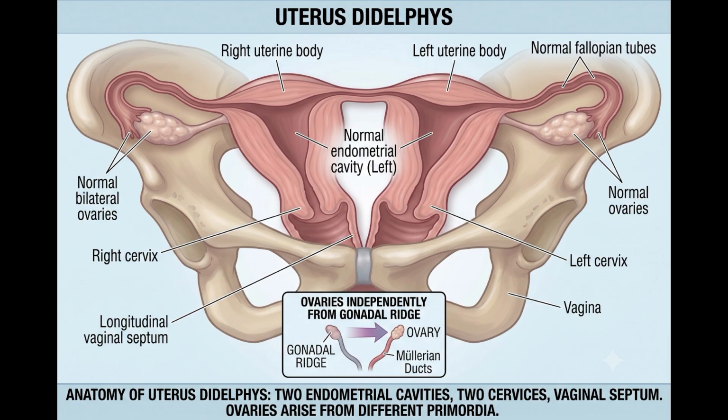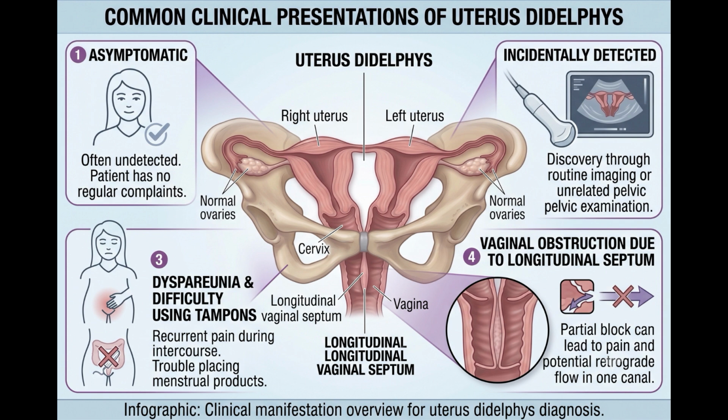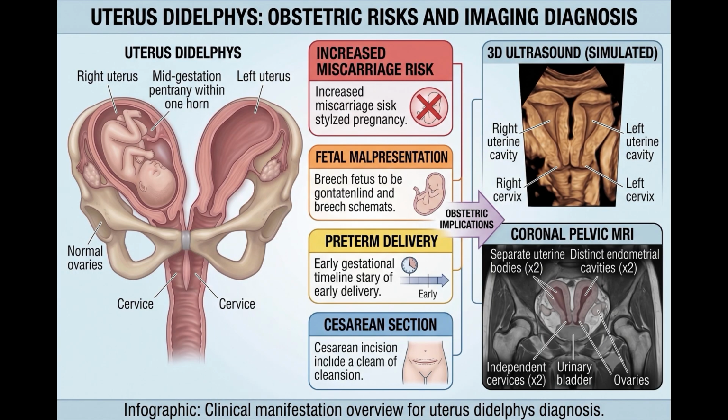The ovaries remain normal because they do not arise from the Müllerian ducts. Many women with uterus didelphys remain completely asymptomatic, and the anomaly is discovered incidentally during pelvic imaging or pregnancy. Others may present with dyspareunia, difficulty using tampons, or obstruction of one vaginal canal when a longitudinal septum is present. Although fertility is often preserved, pregnancy outcomes are not completely normal. There is an increased risk of miscarriage, preterm delivery, fetal malpresentation, and cesarean section.